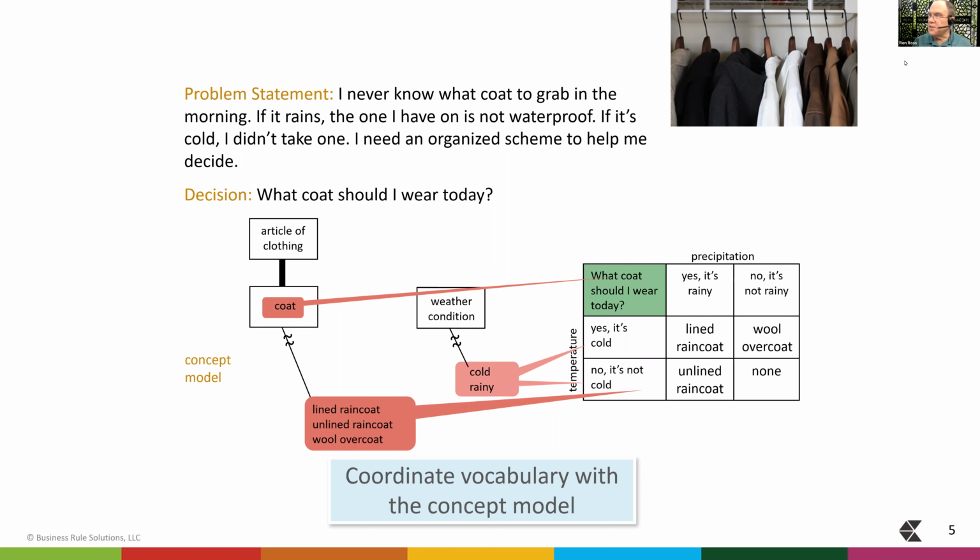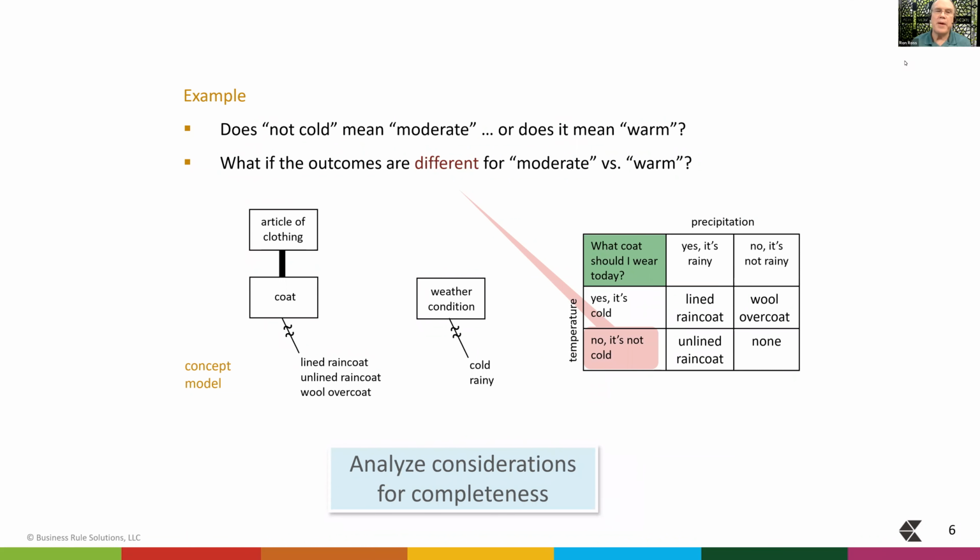And I'm oversimplifying here, but weather conditions, let's just say there's two examples or instances of that. It's cold or rainy. So the idea is that I'm coordinating the vocabulary as I go. And remember, these terms all have full definitions in order to make sense of what the table says and to be sure that it communicates effectively. Now, let's talk about what happens as we continue with our decision analysis. The decision table is going to evolve. I'm going to notice that it says, no, it's not cold, but I'm going to ask the question, does that mean it's not cold?